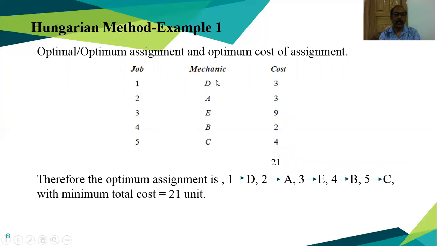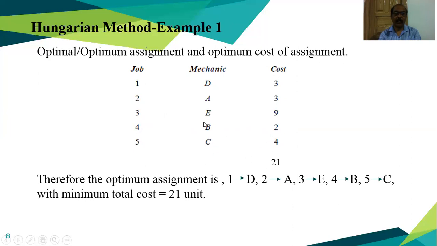Actually, machine D is assigned to job 1, machine A is assigned to job 2, machine E is assigned to job 3, machine B is assigned to job 4, and C is assigned to job 5. Or otherwise we can say job 1 is assigned to machine D, job 2 to machine A, job 3 to machine E, job 4 to machine B, job 5 to machine C.